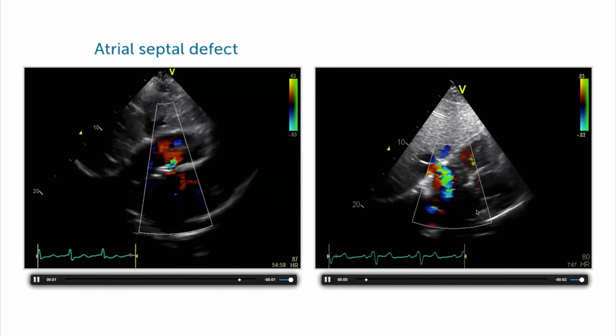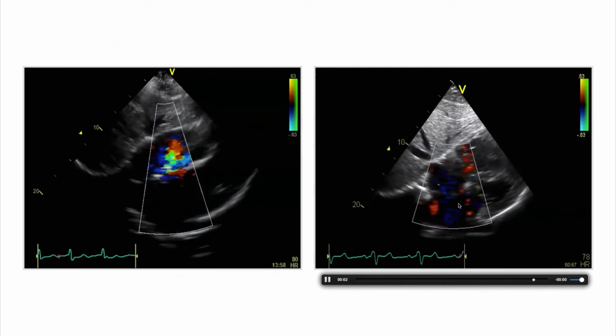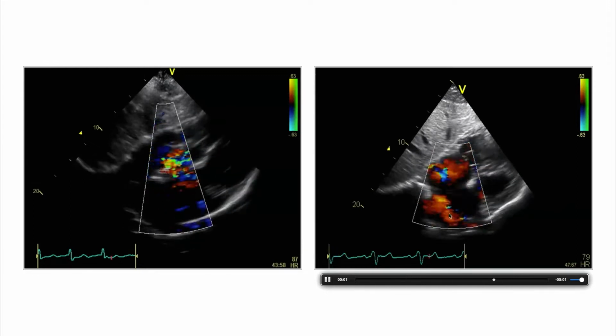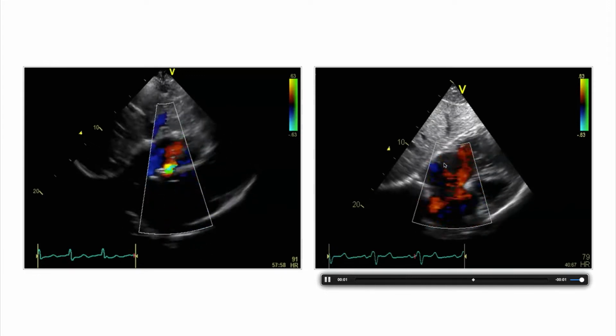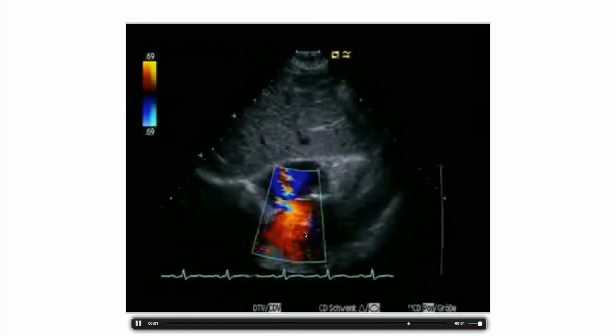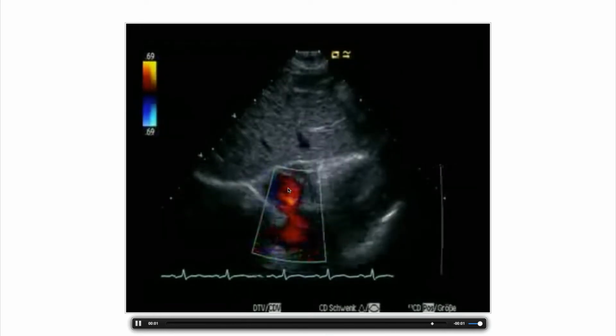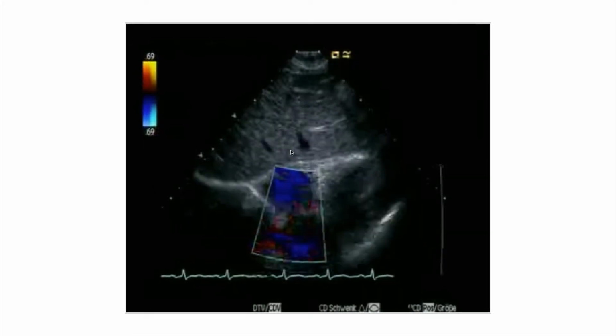The same can be seen here on this image, only that this ASD is much larger. You have a broad jet between the left atrium and the right atrium. And another atrial septal defect. This time I would say the size is somewhere between the two I showed you previously. Again, a jet from the left to the right atrium.